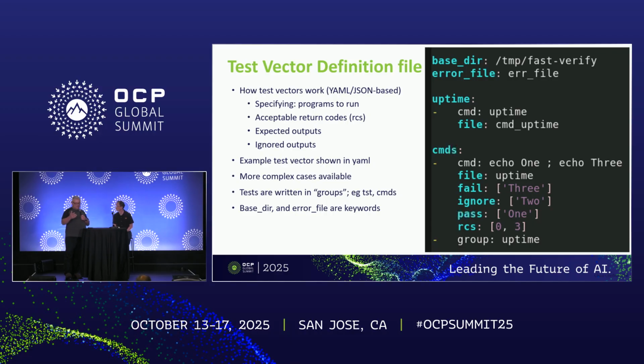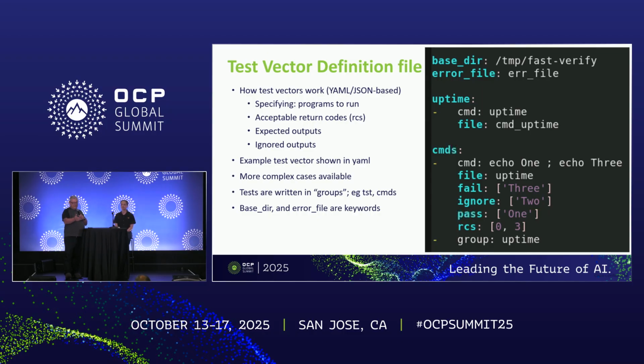So I think of these as groups, right? Uptime would be a group, commands would be a group, and then what commands it would run inside each of those. So in this case, it's just uptime. This is a very simple example. It can be a lot more complex, obviously. And then the output file that it would output to.